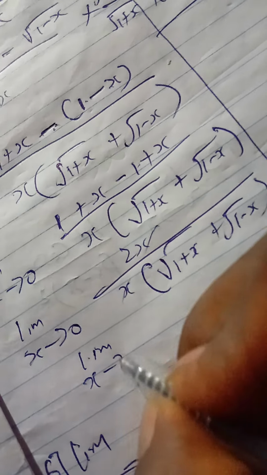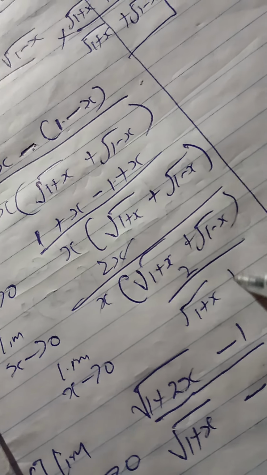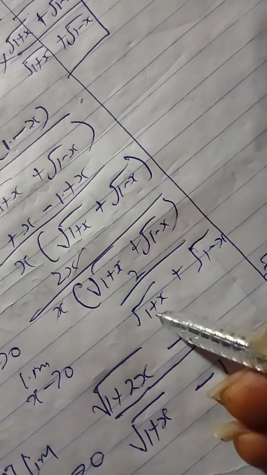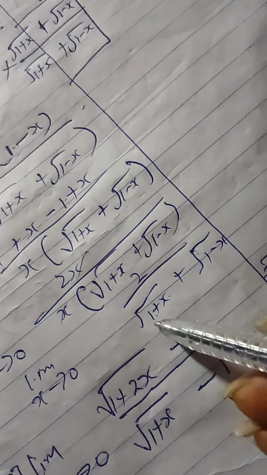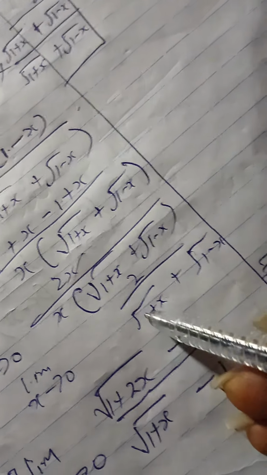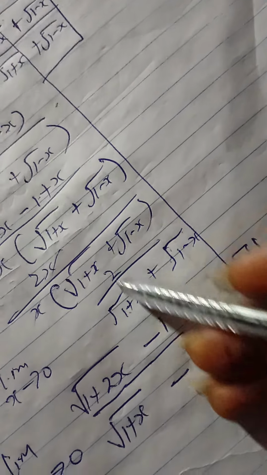Then it changes to the limit as x tends to 0 of 2 over root 1 plus x plus root 1 minus x. Now as x tends to 0, we input 0. Then you have 2 over root 1 plus 0, that's root 1, plus root 1 minus 0, root 1. So you have 2 over root 1 plus root 1, that's 1 plus 1, that's 2. As you put 0, you have 2 over 2.